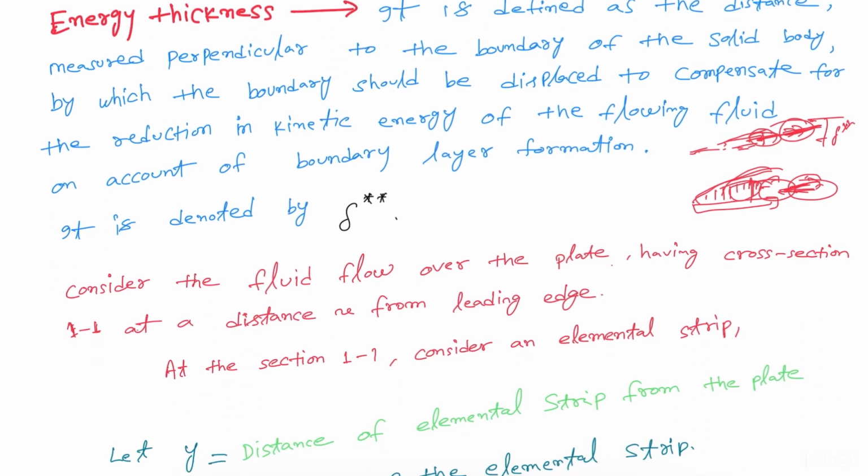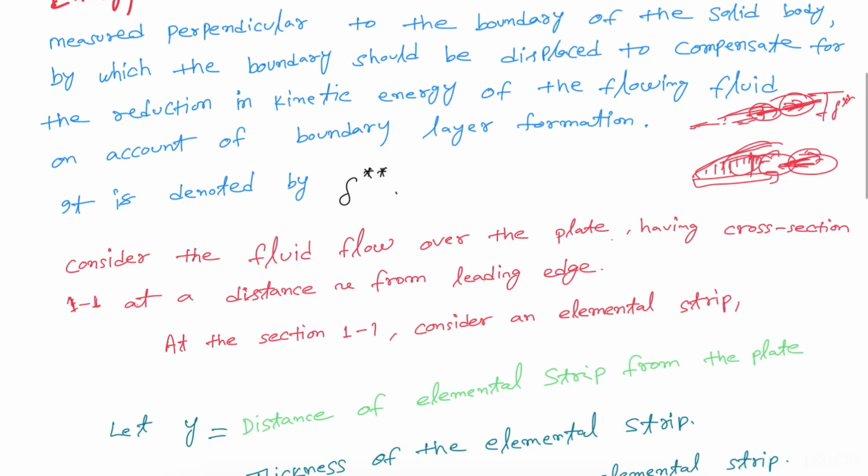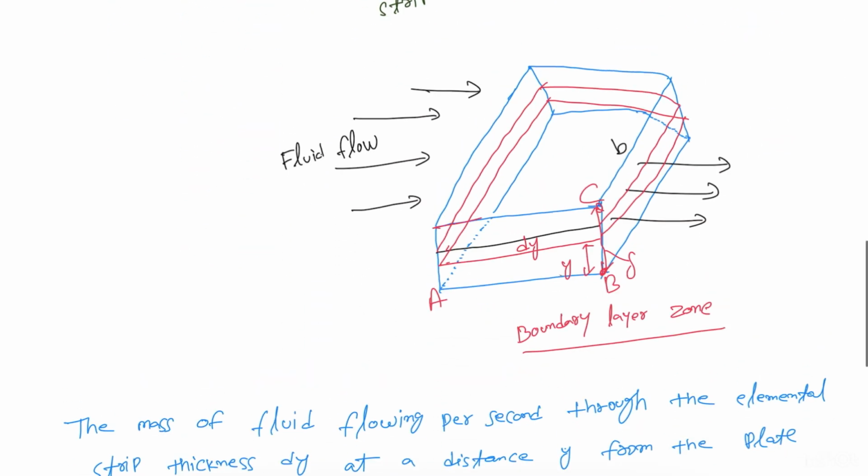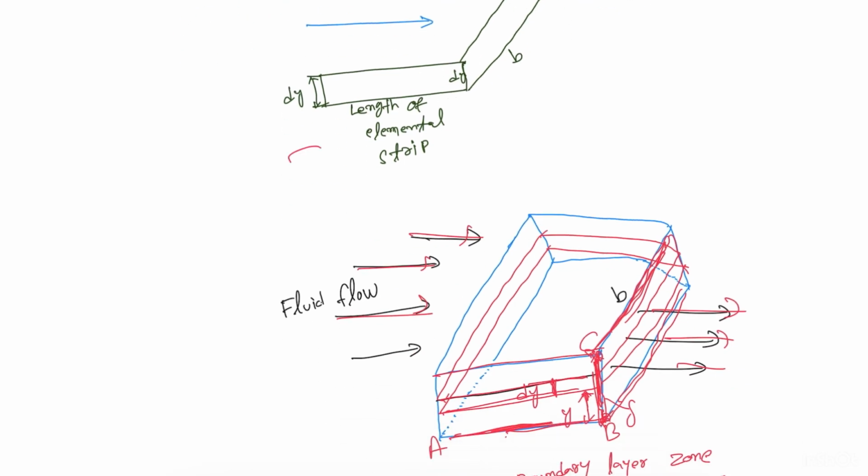Consider the fluid flow over the plate having cross section 1-1 at a distance x from the leading edge. At the section 1-1, consider an elemental strip. This is the boundary layer thickness, this is the width of the boundary layer. We consider a small strip whose thickness is dy and whose distance from the plate top is y. This is BC. BC is the boundary layer thickness. B is the width of the boundary layer. Fluid flows from this side and exits from this side. This is the elemental strip.